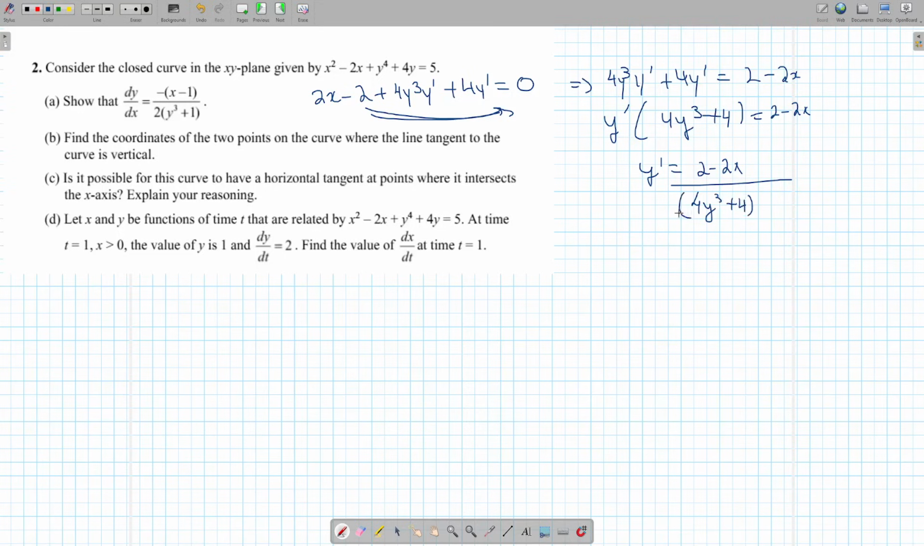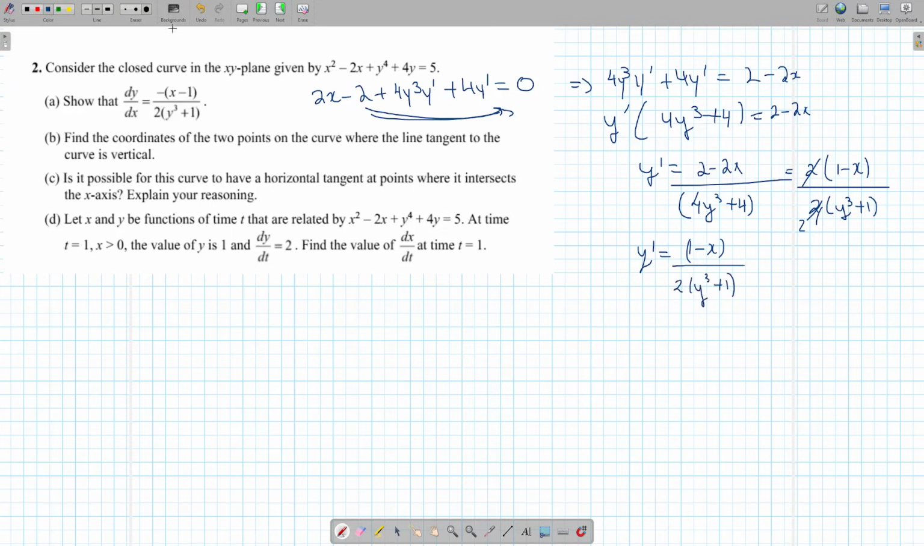Now, as you can see, we can factor out some stuff. Upstairs we can factor out the 2, right? So it will become 1 minus x. Downstairs we can factor out a 4, so we get y cubed plus 1. You can cancel the 2 with the 4, and it becomes 2 here. So y prime is (1 minus x) over 2(y cubed plus 1).